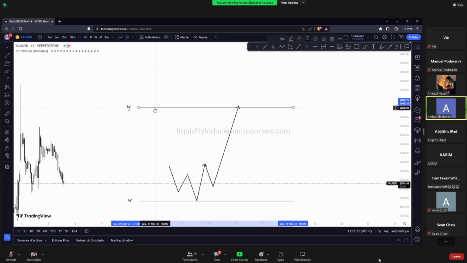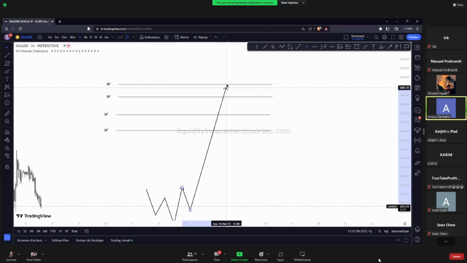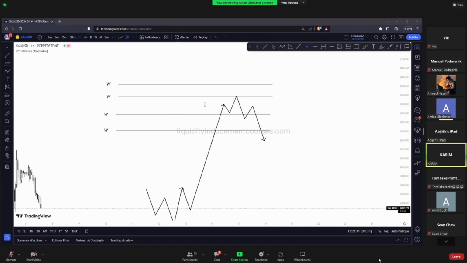We're gonna have a lot of weekly fresh levels, but we don't know which one price is gonna stop at until we have a bearish daily breakout. And once we have that, then we can say the storyline shifted from bullish to bearish. Clear, guys? Okay, very good.